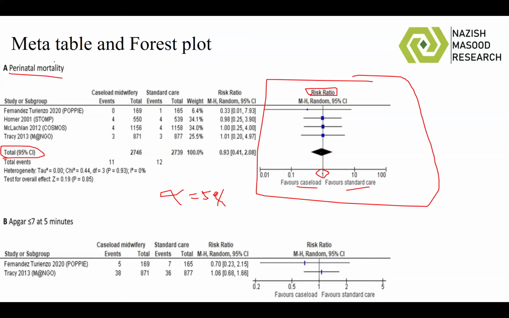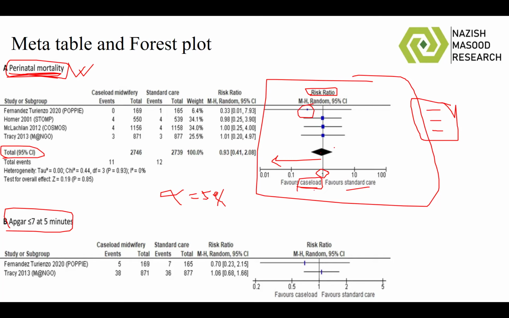What are we looking at here? We are looking at perinatal mortality in this one. In the next one, we are looking at APGAR score, but here we are looking at perinatal mortality. So we are seeing, does caseload midwifery, which is the midwifery done during pregnancy, at the time of delivery, and after birth, have an effect on perinatal mortality? If it is reducing the risk ratio, the risk of perinatal mortality, it means that caseload midwifery is protecting against perinatal mortality compared to the standard care.